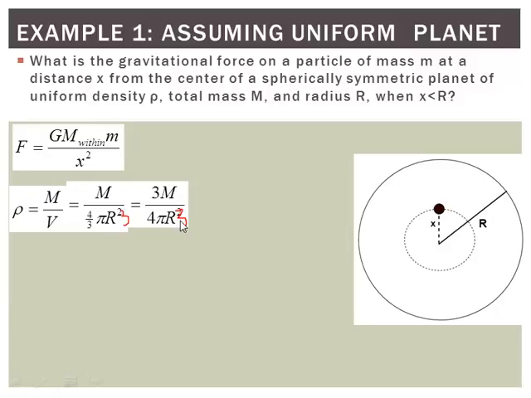So this is mass divided by volume. Still mass divided by volume equals the density. Now, the density of this smaller sphere will be the same as the density of the whole sphere. So the mass within the small sphere will be equal to the density times the volume.